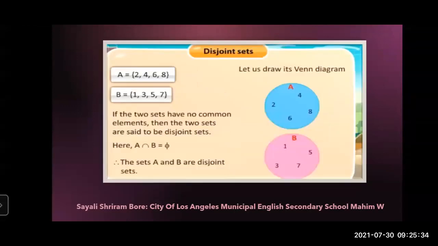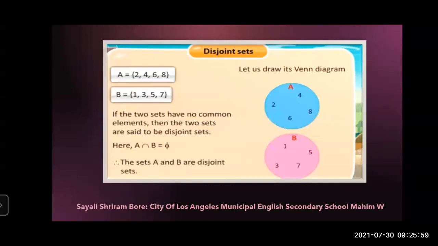This was about the intersection of the two sets. Okay, intersection of the two sets. We have seen the properties as well as one example. Now we will see what is disjoint. Now disjoint means which are not joined together.